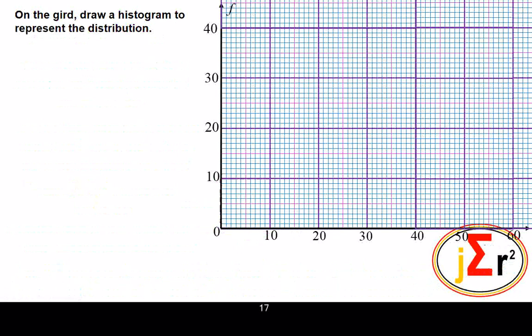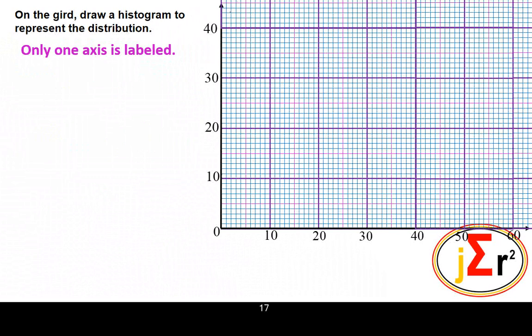So on the grid, draw a histogram to represent the distribution. Now we had a table with everything inside there: limits, cumulative frequency, frequency, upper and lower class boundaries. Now, only one axis is labeled, and the labeled axis is the frequency axis, as we have it right there.